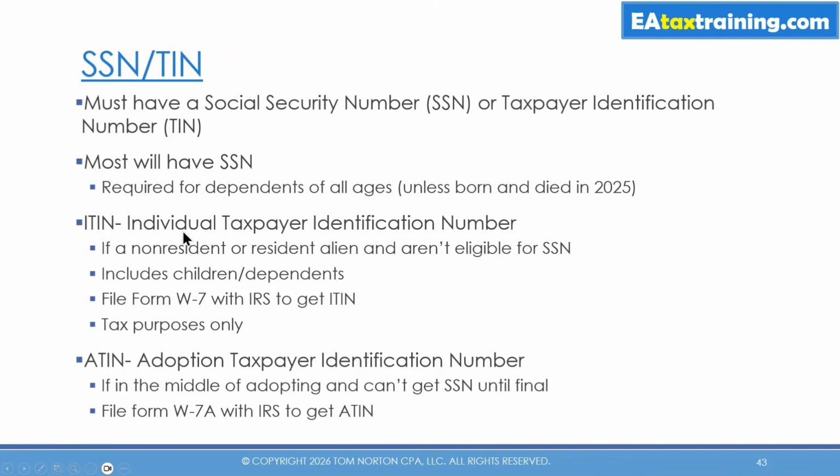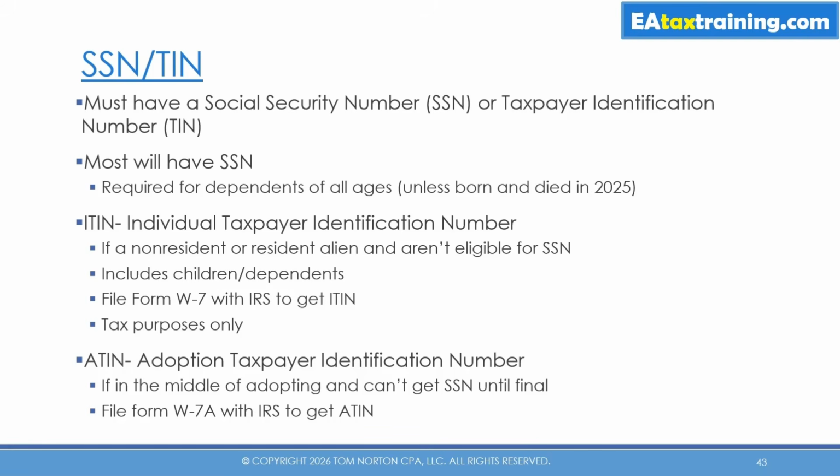The ITIN, so the individual taxpayer identification number, is going to be for people who cannot get a Social Security number. So it is going to be for non-resident and resident aliens who are not eligible for a Social Security number. This includes the children and dependents. So again, everybody on the return needs to have either a Social Security number or a taxpayer identification number. In order to get this ITIN, you're going to file this Form W-7 with the IRS, and it is used for tax purposes only. So it does not give them the ability to work in the United States. You can't use it for identification. It is only for filing the tax return.